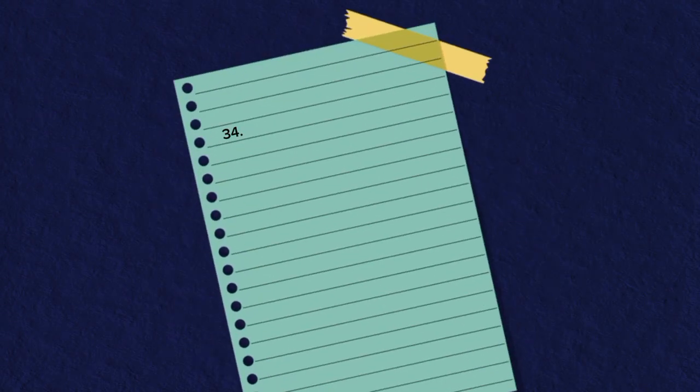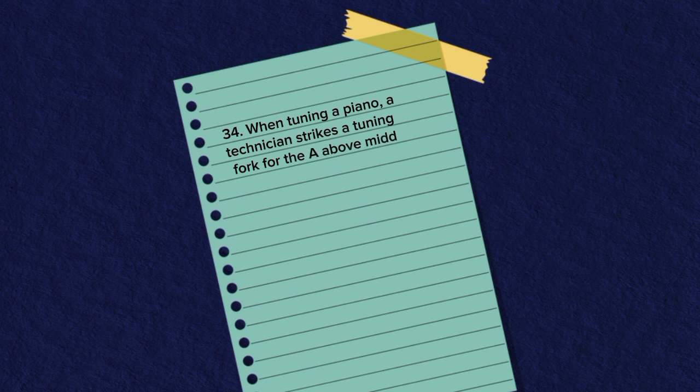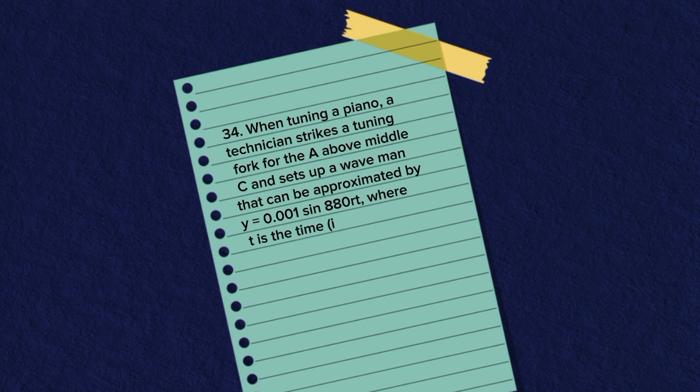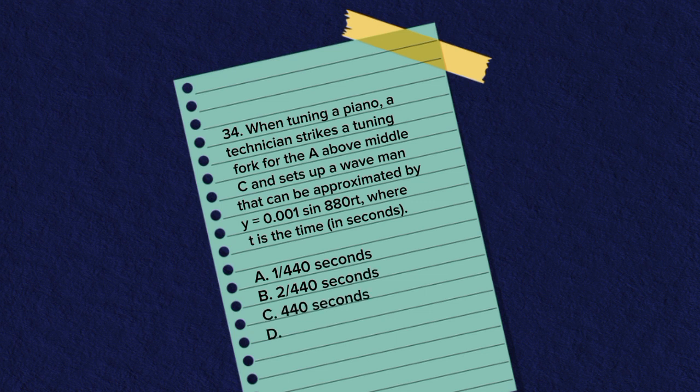Number 34. When tuning a piano, a technician strikes a tuning fork for the A above middle C and sets up a wave that can be approximated by y equals 0.001 sine 880 pi t, where the time is in seconds. Letter A, 1 over 440 seconds. Letter B, 2 over 440 seconds. Letter C, 440 seconds. Or letter D, 880 seconds.